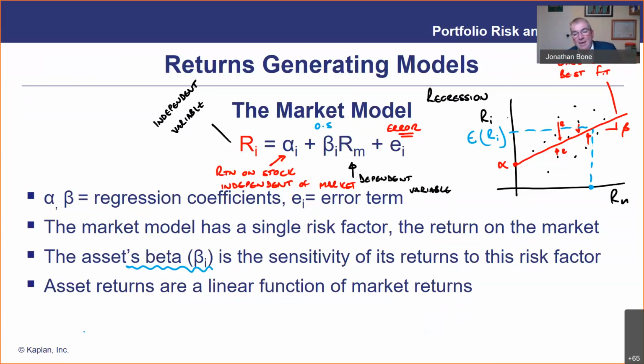Now, the error is going to be there for the return not explained by the market. And often, therefore, the error is a function of the unsystematic risk. So the error term is often unsystematic risk. Good.